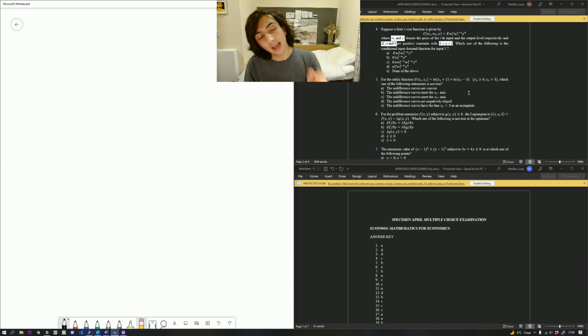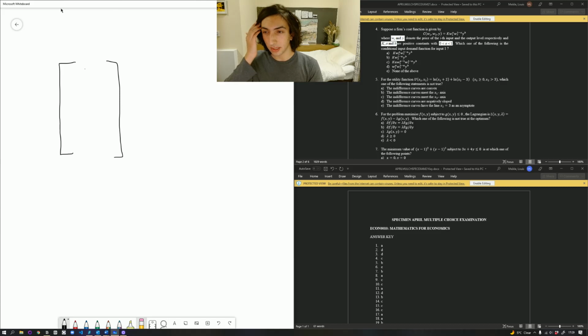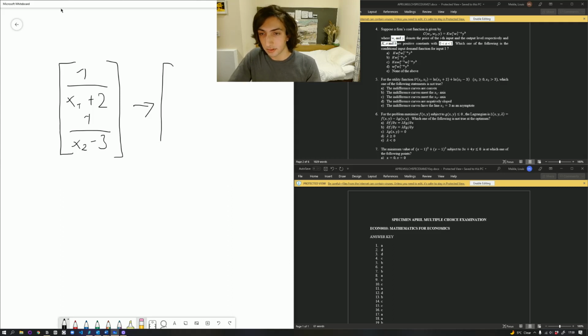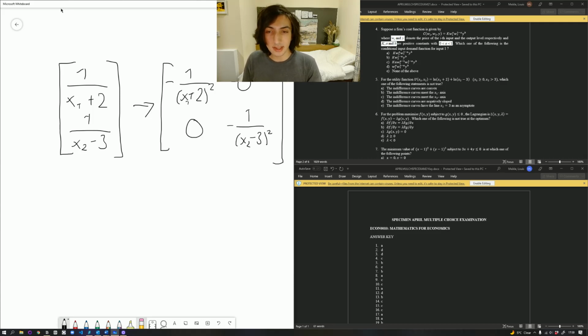Now, if you were to actually do the Hessian matrix for this, you would find that first of all, the gradient vector, deriving the ln terms there, you would get 1 over x1 plus 2, and then 1 over x2 minus 3. And then going to the Hessian matrix, you would find that it would be negative 1 over (x1 plus 2) squared, and then in the bottom diagonal you'd get negative 1 over (x2 minus 3) squared, and then the rest would be 0. Now in this case, you can see that the diagonal entries are always negative.